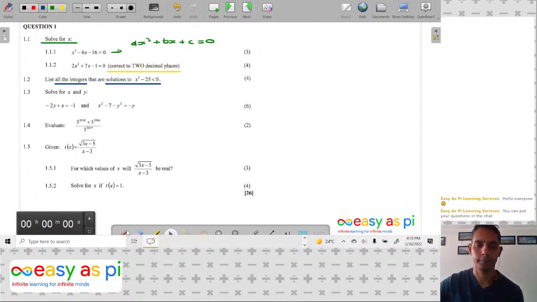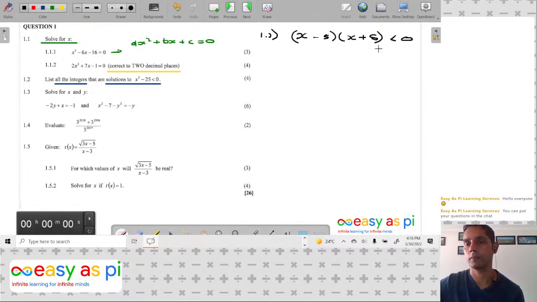Now, let's have a look at 1.2. It's an inequality. Now, how would I solve it? Well, the first thing I might look at doing is factorize. I might say, this is the difference of squares because x squared is a perfect square and 25 is a perfect square. So I can say this factorizes to x minus 5 into x plus 5, and that is less than 0.